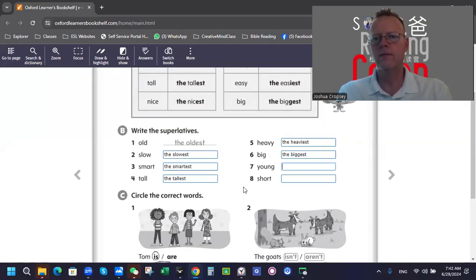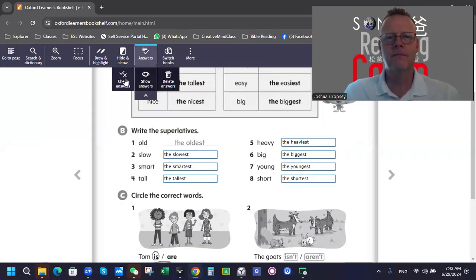Seven, young. The youngest. Short, the shortest. All right, let's check our answers, see how we did. Boom! Good job. All right. So we got those all correct.